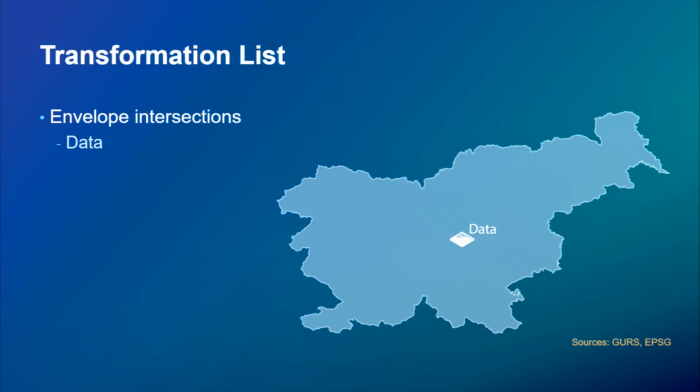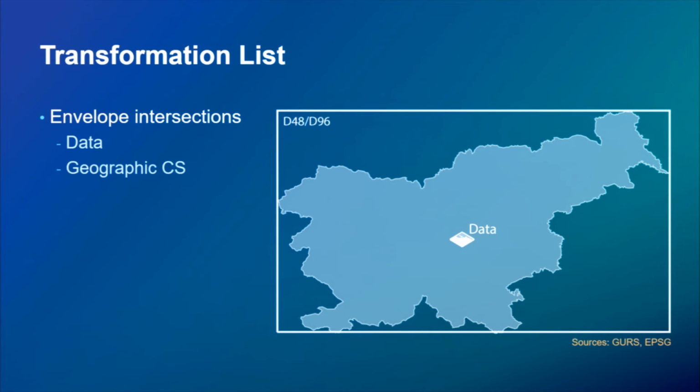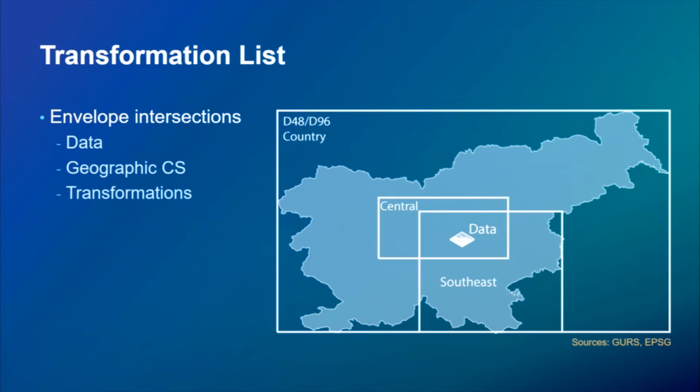First step, we intersect the envelopes, starting with the envelope of your data, then the envelope that represents the area of use of your data's coordinate system, as well as your target coordinate system, and finally the area of use of all transformations that are available between the 2 geographic coordinate systems. Transformations that have at least some sort of association with the geographic coordinate system and with the data show on the transformation list. The transformation that has the largest intersection shows up on the list first, followed by other transformations.